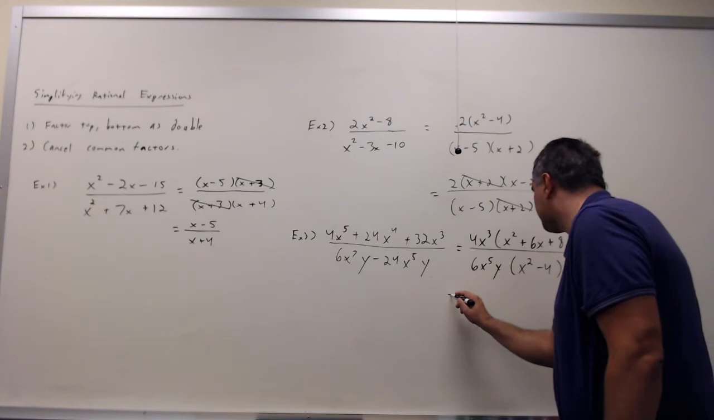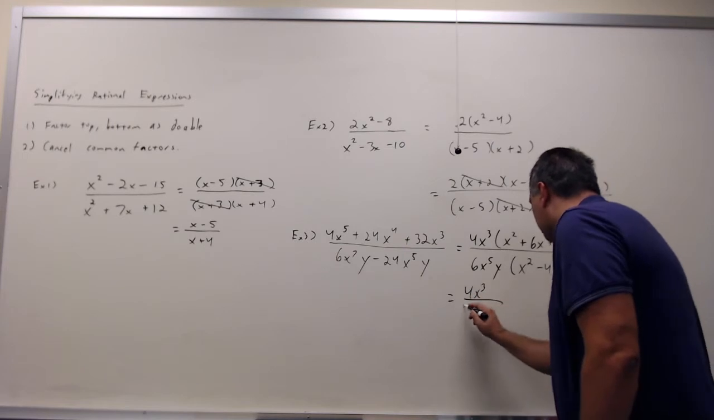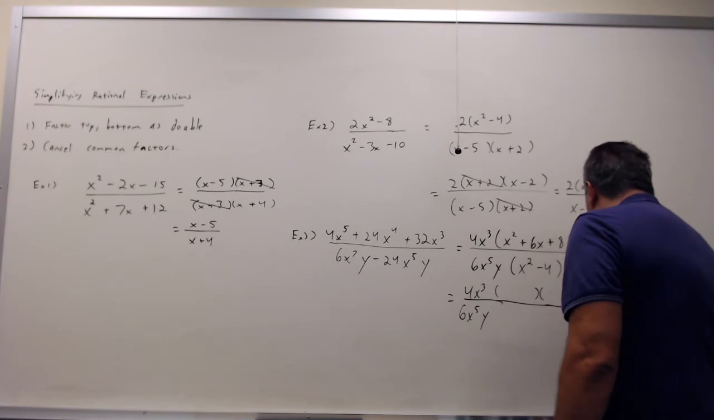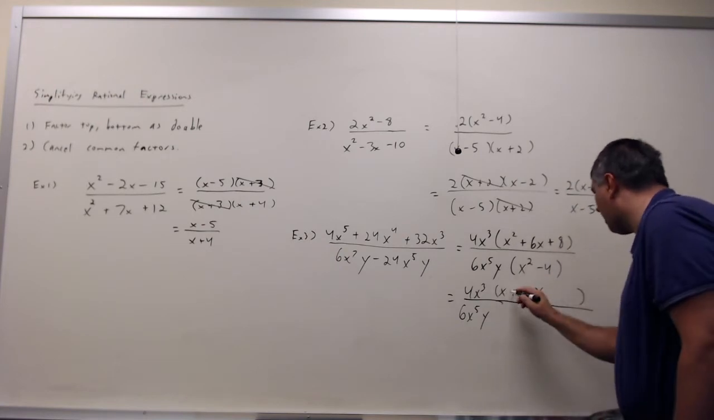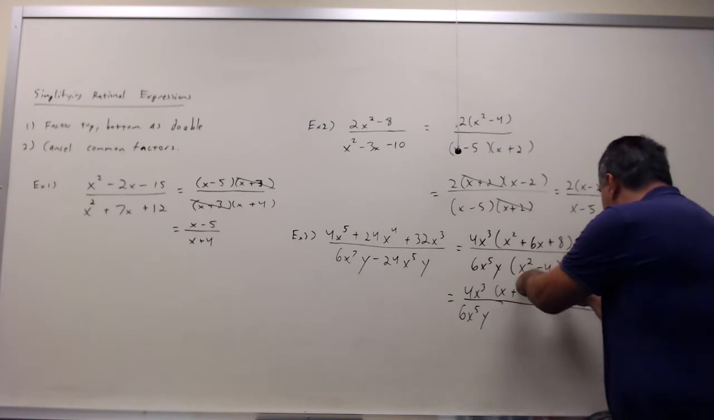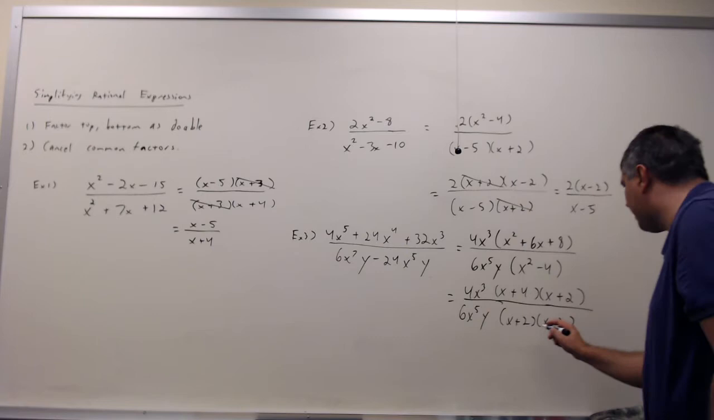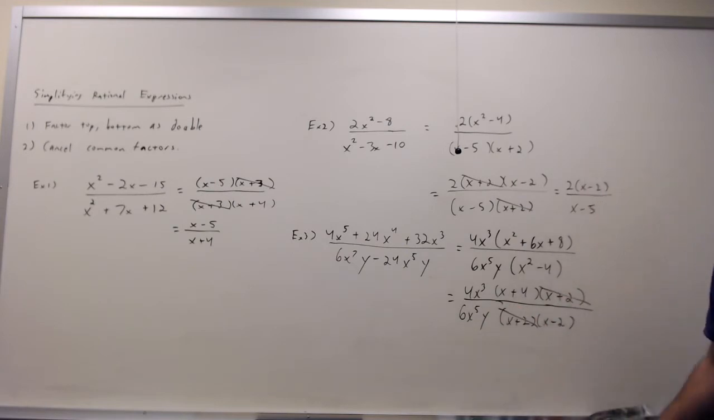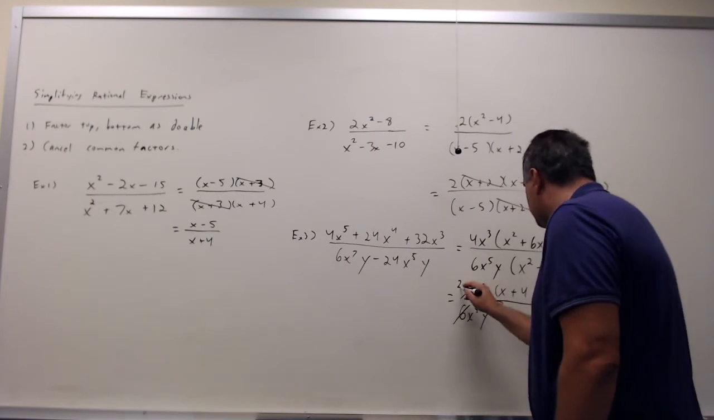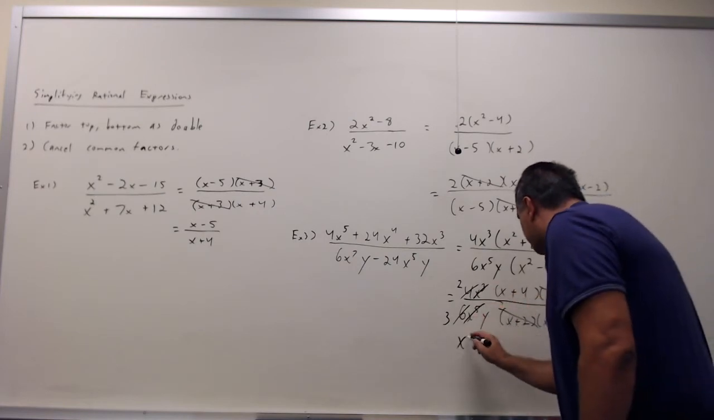And this factors further as 4x cubed. I'll go ahead and write this out as well. So this one, the pair of factors of 8 that add to 6 are positive 4 and positive 2. So x plus 4, x plus 2. And that's a difference of squares again, x plus 2, x minus 2. So the x plus 2's cancel. Also, 4 divided by 6 reduces to 2/3. And x cubed over x to the 5th leaves me x squared.